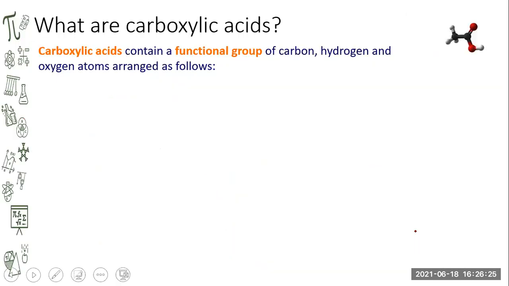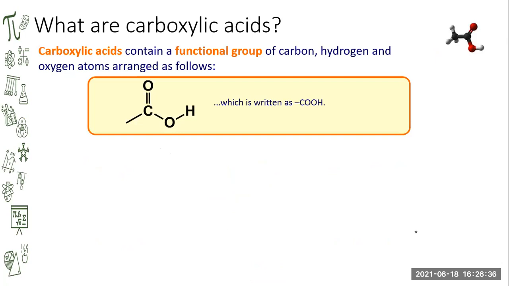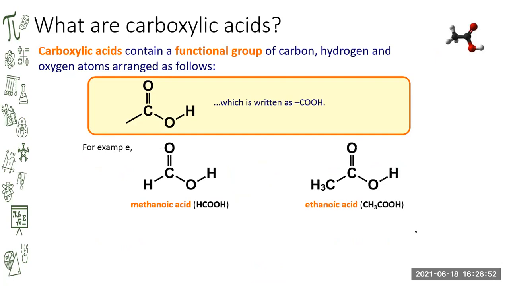Now, carboxylic acids contain a functional group of carbon, hydrogen, and oxygen atoms, basically saying that this one too is not a hydrocarbon, it's an organic compound. The functional group is written this way. You can also write it as COOH. For example, if it is 1 carbon, meth, remember meth, so methanoic acid. This is also called formic acid. We also have ethanoic acid, which you can also call vinegar.